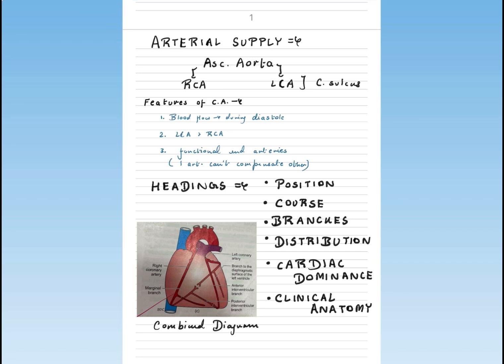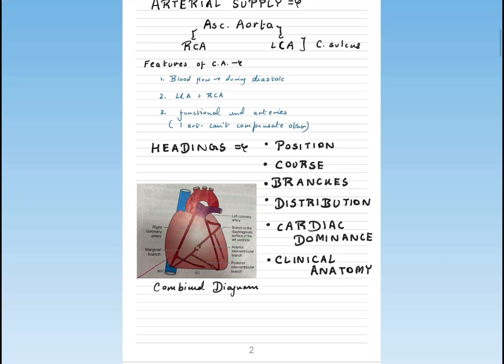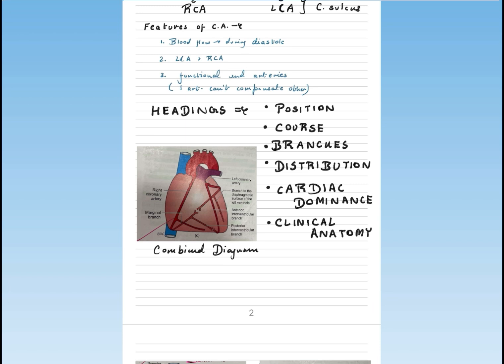Then what are the features specific to the coronary arteries? First of all, the heart supplies itself during diastole. Matlab, the heart supplies the blood to the body during systole, but to itself it supplies during diastole. That is when the heart relaxes. Second thing is that the left coronary artery is always bigger than the right coronary artery and supplies more area. Then these coronary arteries are functional end arteries. That means if one gets thrombosed, then the other artery cannot compensate.